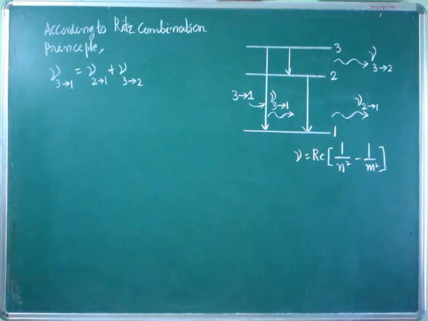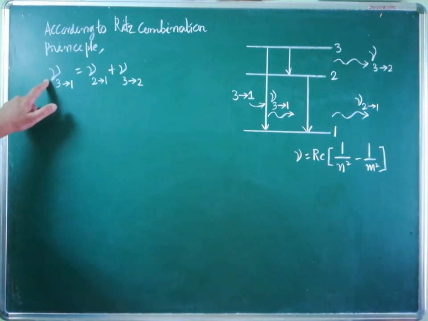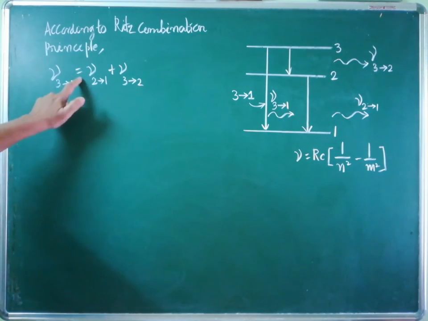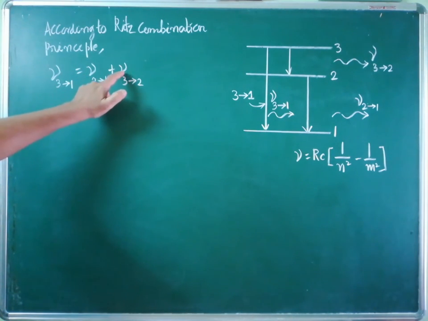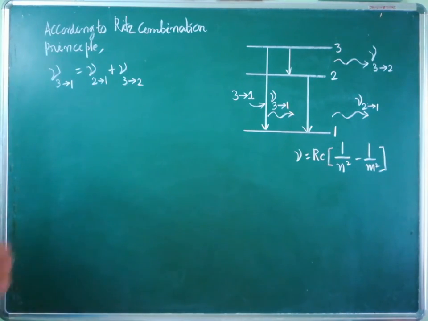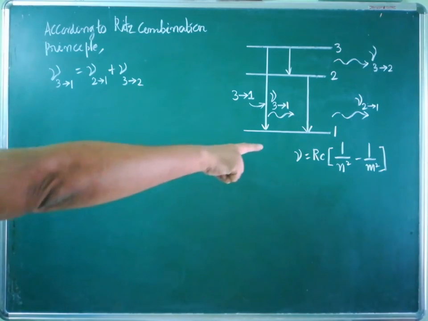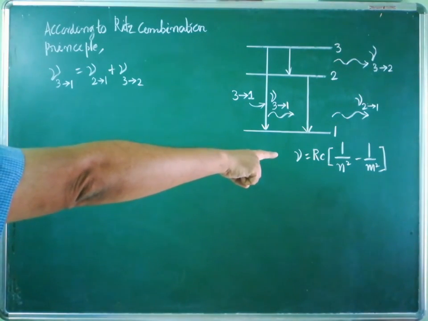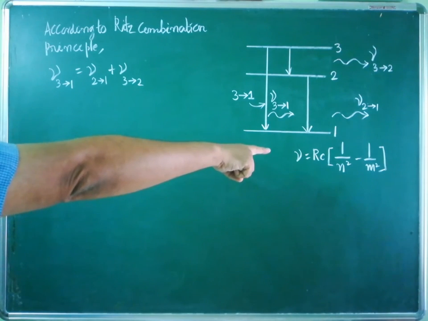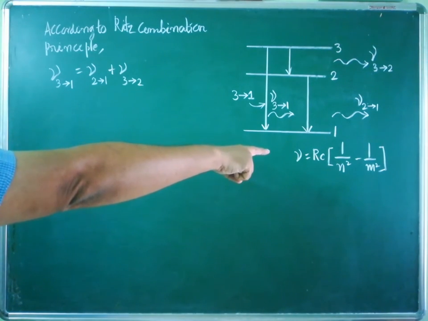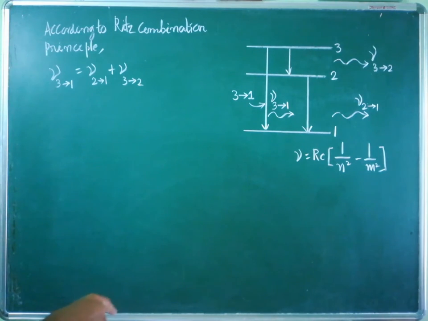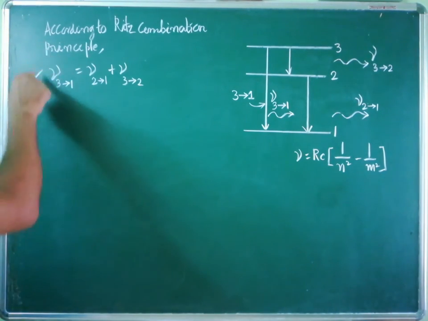The Ritz combination principle says that the frequency of the radiation 3 to 1 is equal to the frequency of the transition 2 to 1 plus the frequency of the transition 3 to 2. So this equation is to be proved. To calculate the frequency, we have already learned the fundamental formula: nu is equal to RC times (1 by n square minus 1 by m square). First, we will take the LHS part.